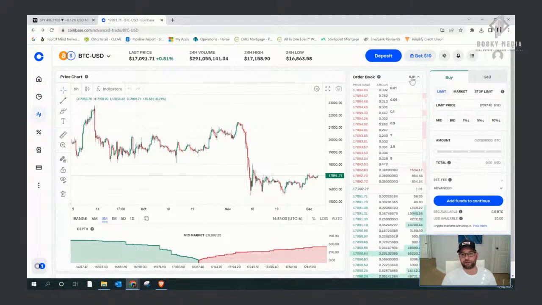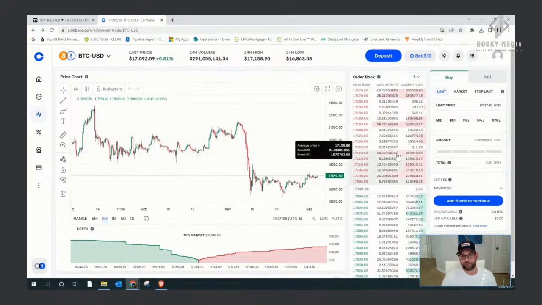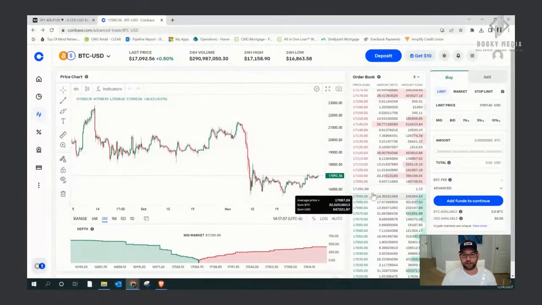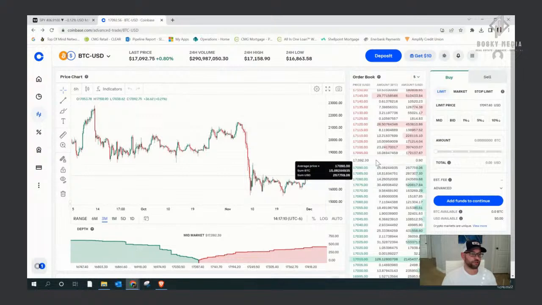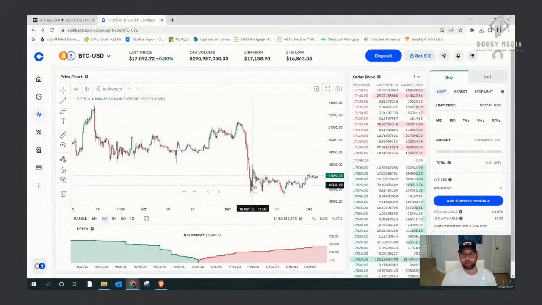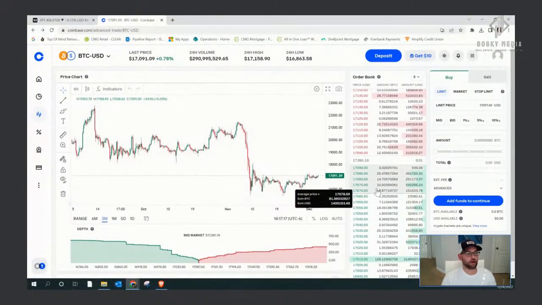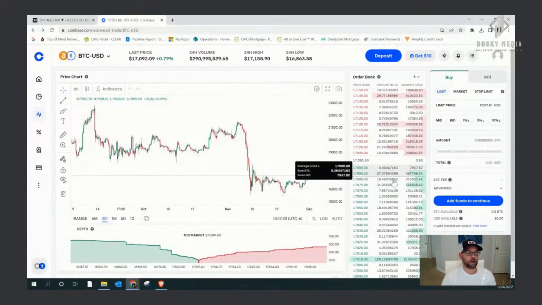So let's change that aggregator. I like to go on $10, but let's at least go to $5. Then you'll see less movement. You'll see some larger order blocks here. This tells you how much liquidity is in this order book. You could sell 16 Bitcoin right now at $17,085.